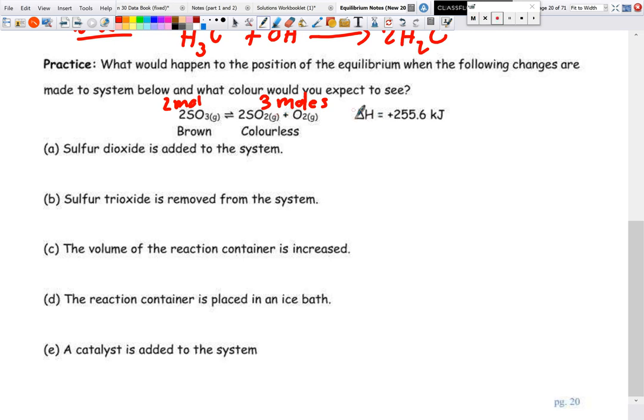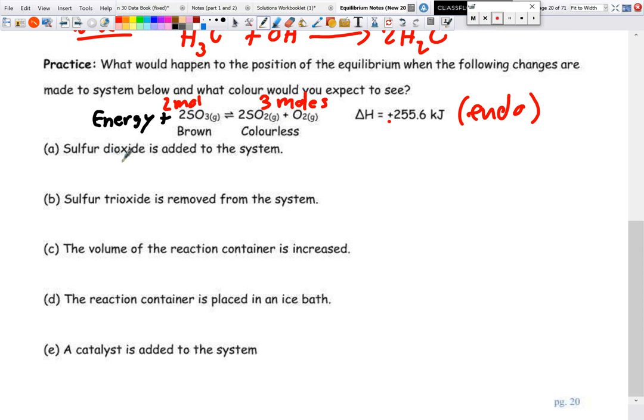And then finally, if we want to cross out our energy unit, as we know this is positive, so this is endothermic, that means that the energy unit is on this side. So let's look at all these here.